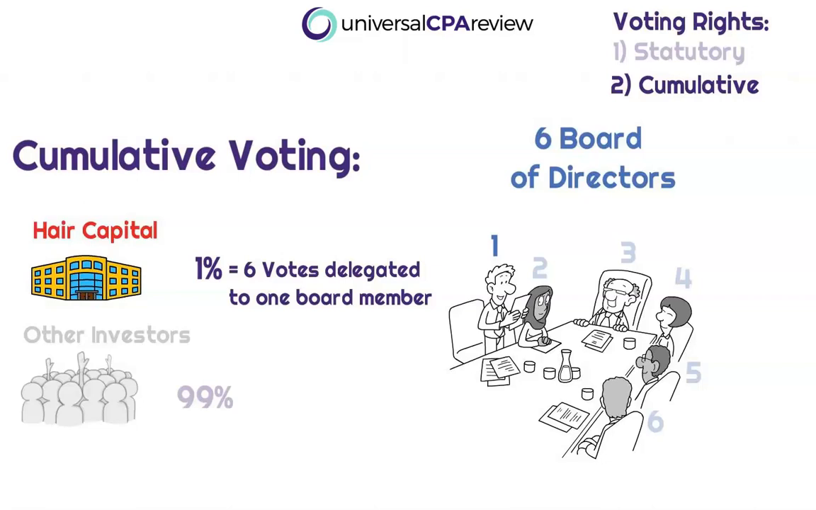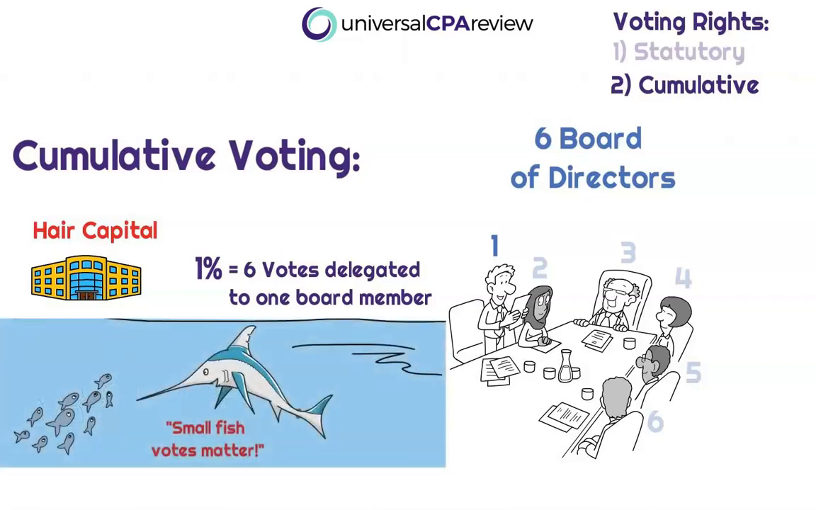Okay, so essentially they could pool all their votes together and give this to one person instead of spreading them out. Or they could do something like 3 to one candidate, 3 to another candidate, however they want to do it. But long story short, this is going to allow a small fish to have a greater presence when it comes to voting for the company's board of directors. All right, so those are voting rights.